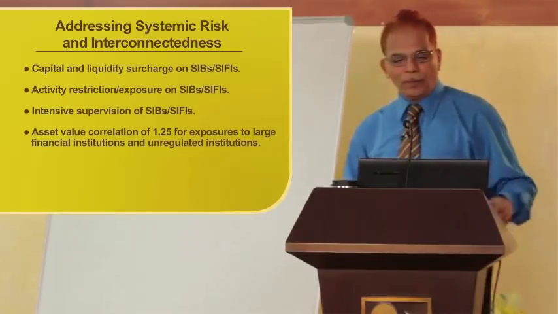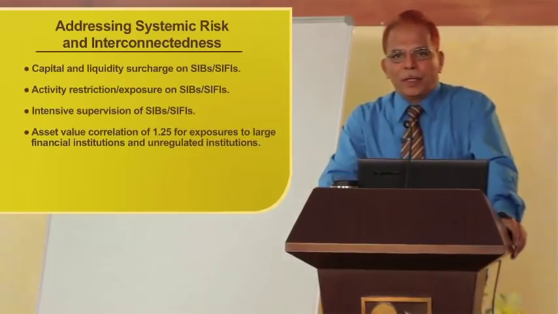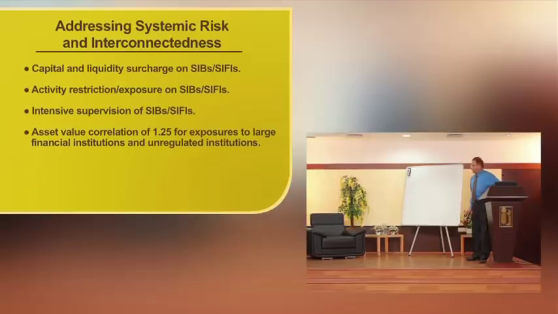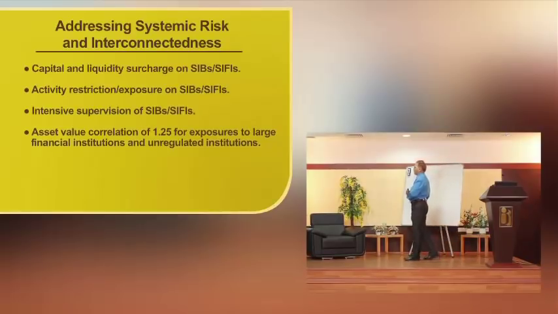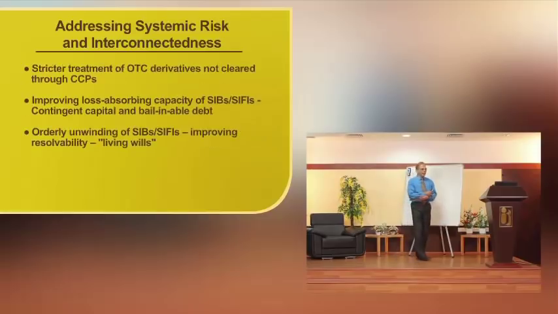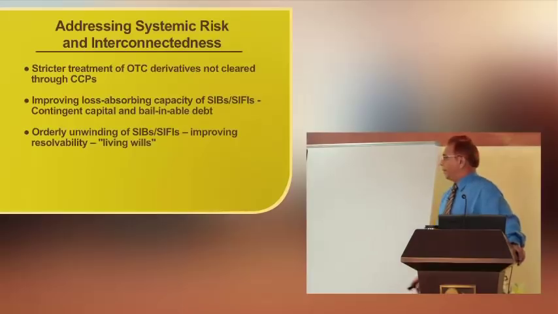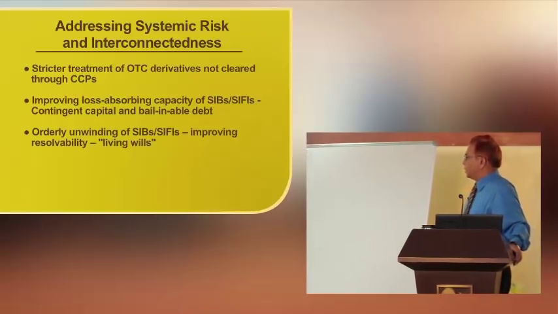And the asset value correlation we have seen: if you have an exposure on a systemically important bank, you need to have a 1.25 multiplier for the risk weights for maintaining the capital. And there is stricter treatment of OTC derivatives not cleared through CCP. So this was basically to incentivize banks to move into settlement of the derivatives through the CCPs.